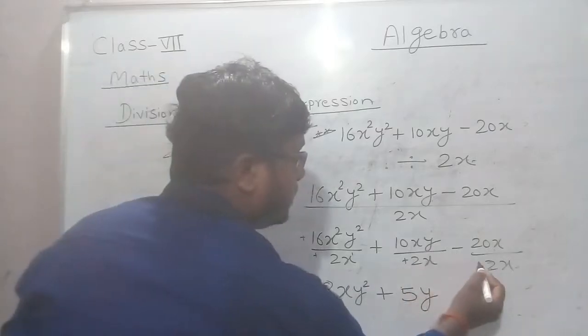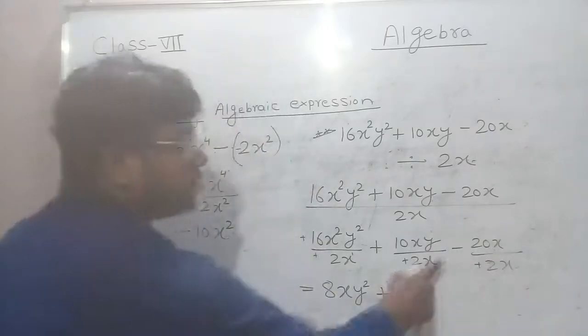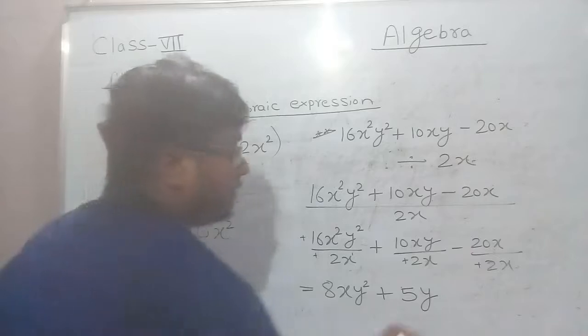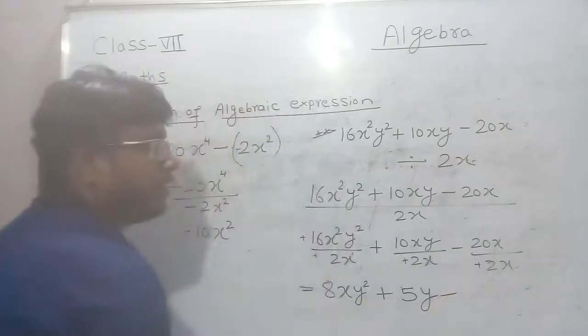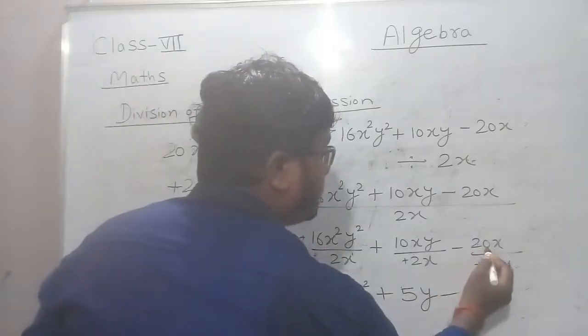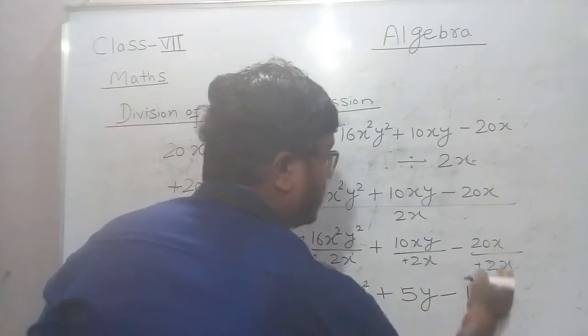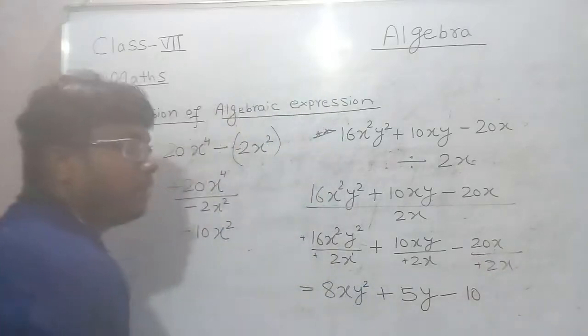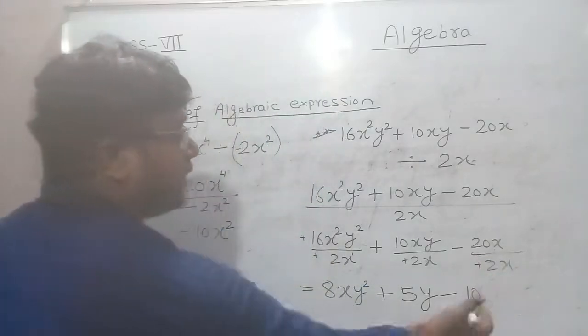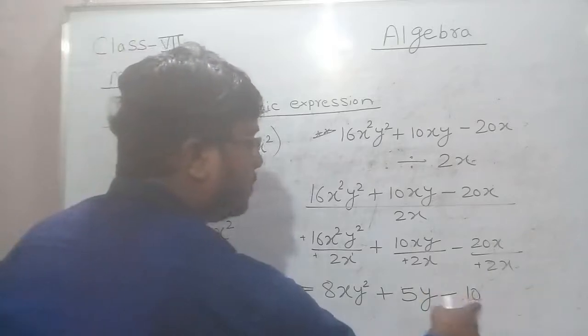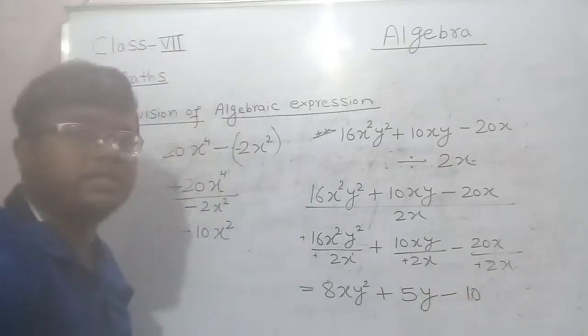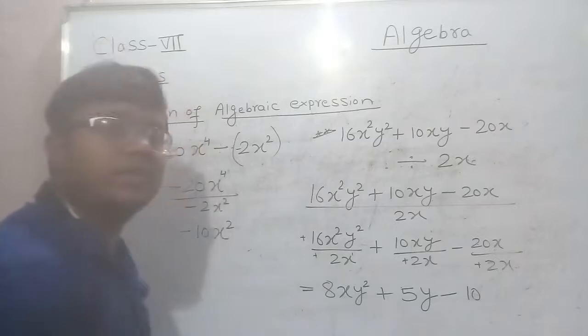So here it is minus, here it is plus. Minus divided by plus is minus. So 20 is divided by 2, that is your 10. X cancels, or x to the power 1 minus 1 is x to the power 0, and we will get 1. So 2 tens are 20, that is your 10. Okay, so this is your answer.